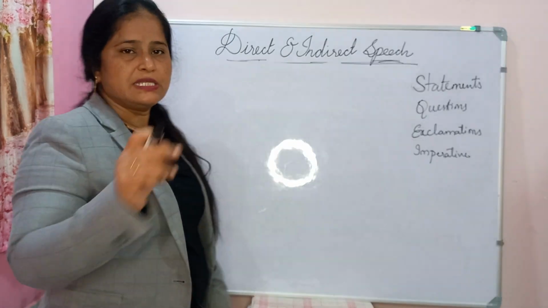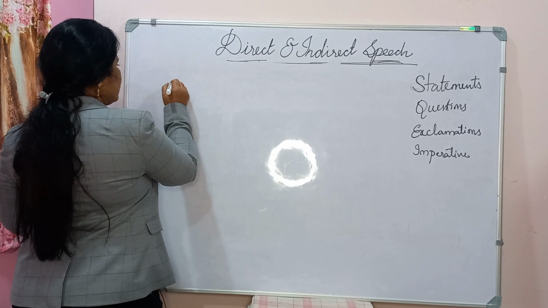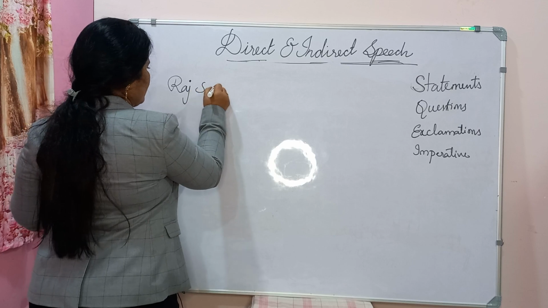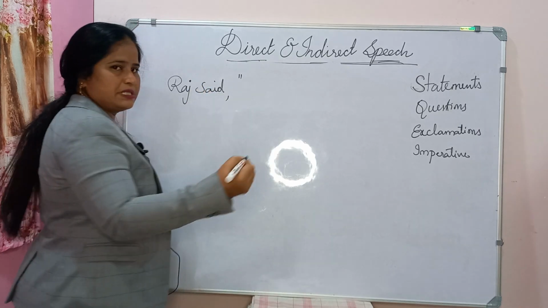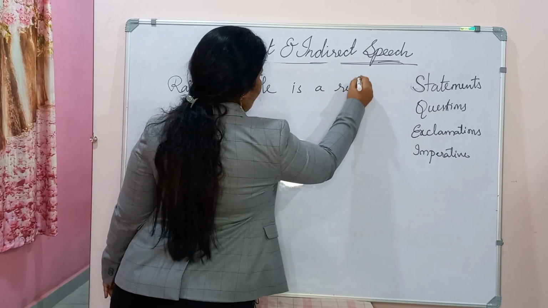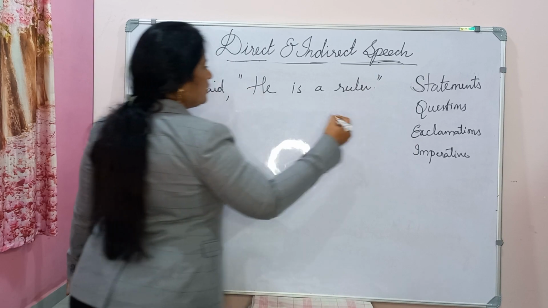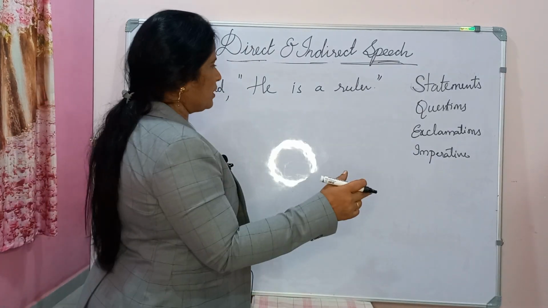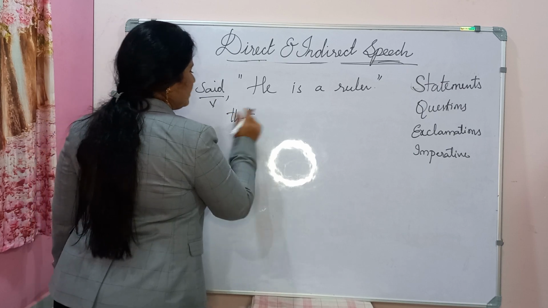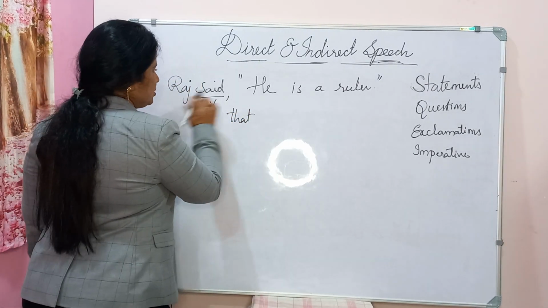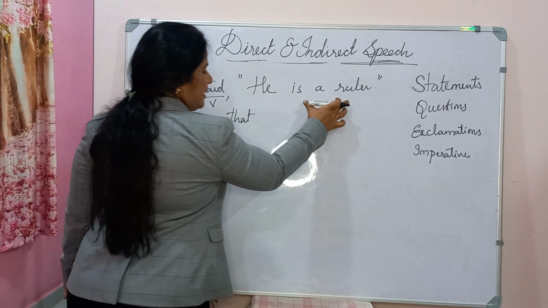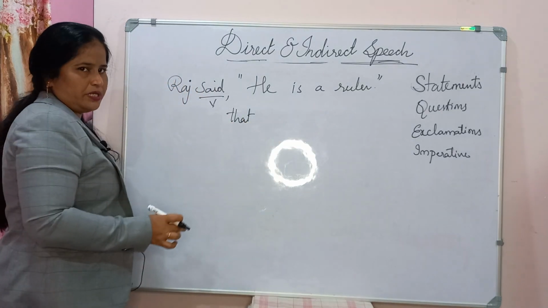First let us see about the statements. Raj said, he is a ruler. When the reporting verb is in the past tense, there is a joining word between the reporting speech and the reported speech. It is a joining conjunction.